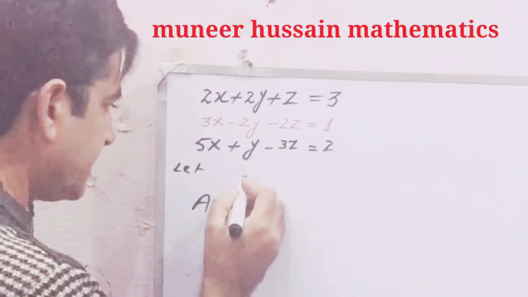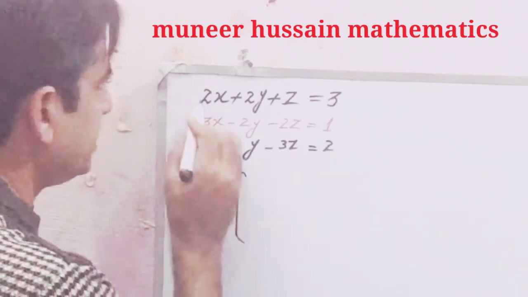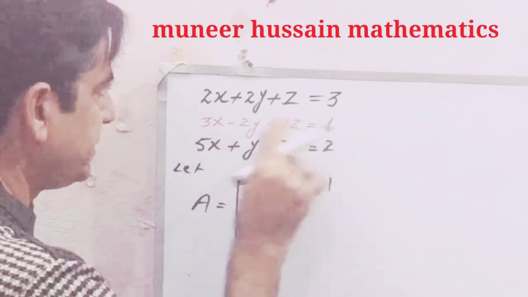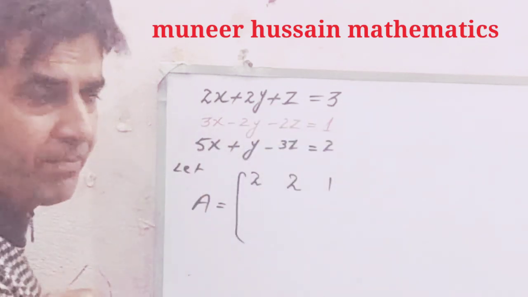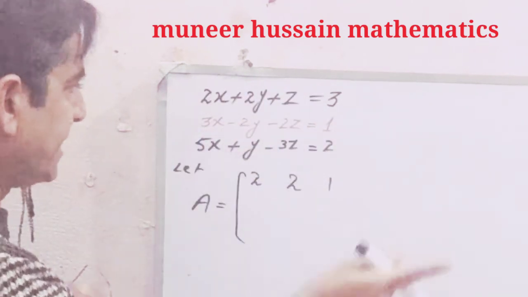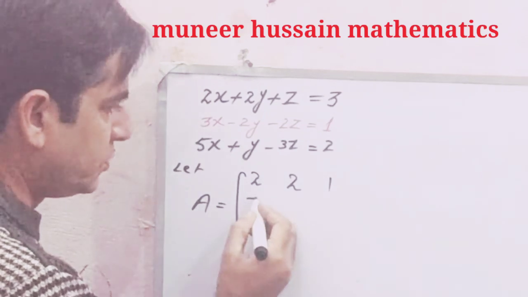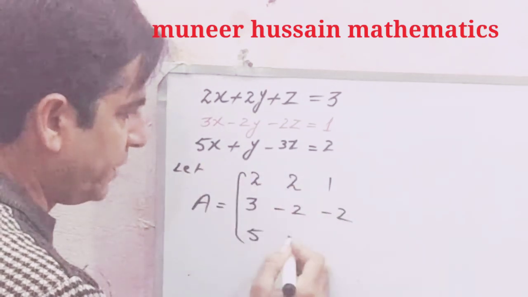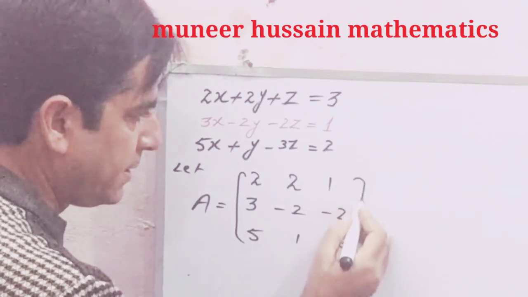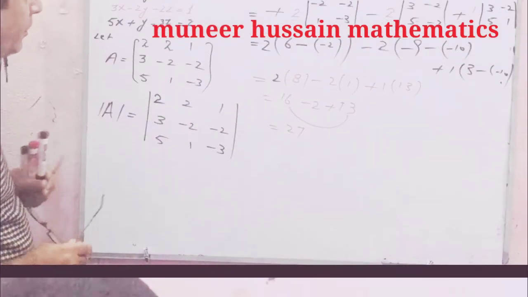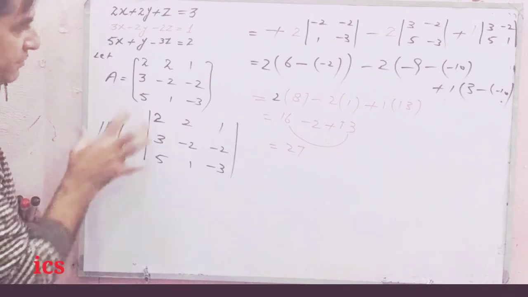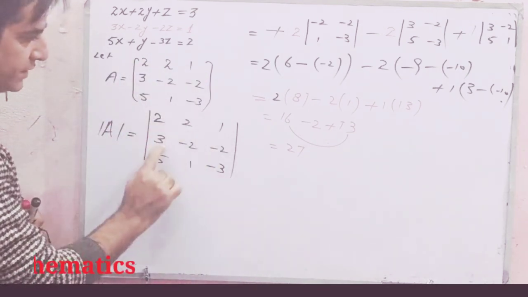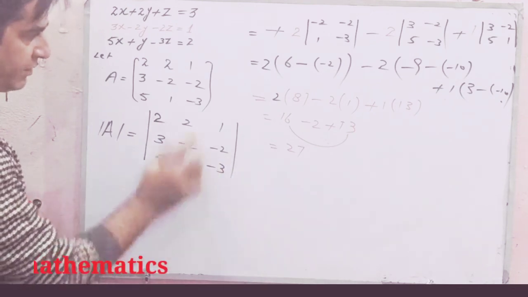The matrix of coefficients: 2, 2, 1. The arrangement of coefficients should be the same: x, y, z, x, y, z, x, y, z. Then 3, minus 2, minus 2, and 5, 1, minus 3. So now we shall take the determinant. Here we shall convert this matrix into a determinant. A is 2, 2, 1, 3, minus 2, minus 2, 5, 1, minus 3.